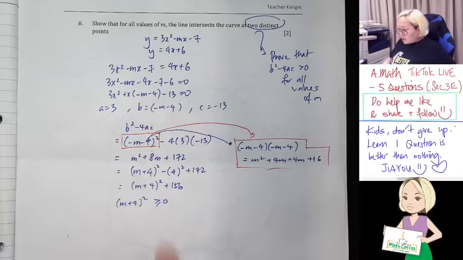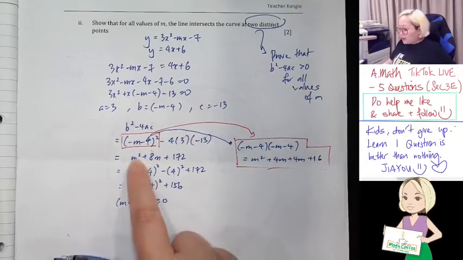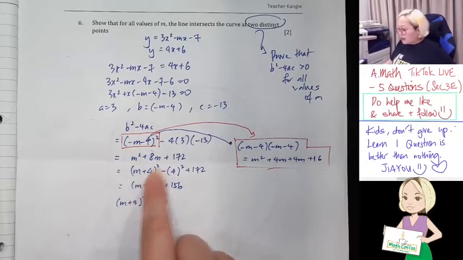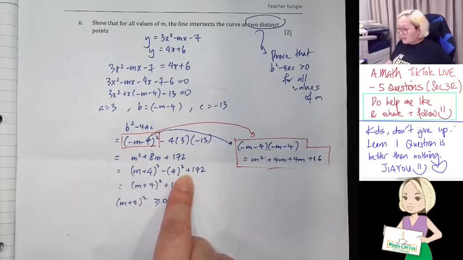No. I'm doing completing the square. So m plus 4 square minus 16. Yes, the plus 16 minus 16 is cancelled. That's why I have to put the minus 16. You understand?